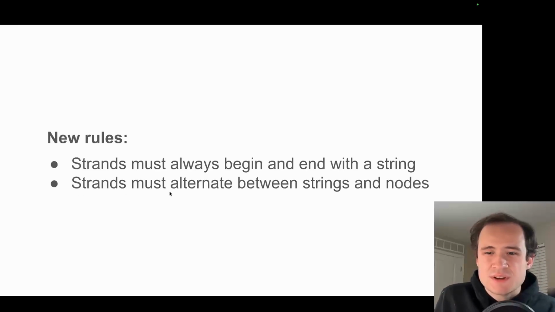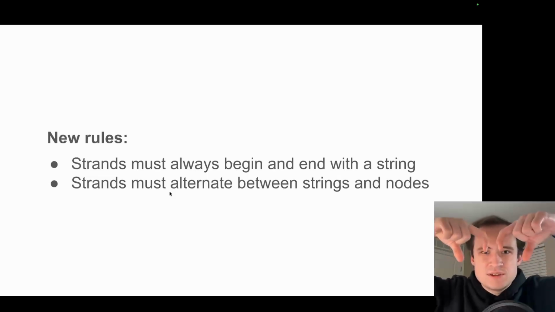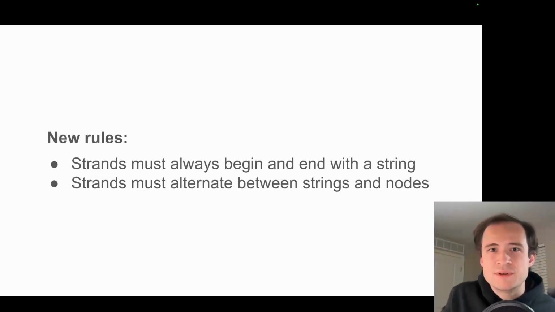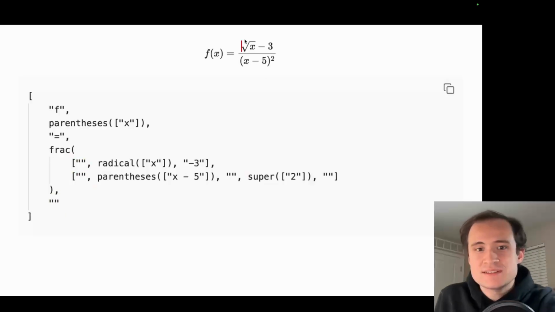Additionally, strands must alternate between strings and nodes, which solves a problem of if you have two nodes right next to each other, you need to be able to put your cursor between them. So when you fix this, you do it by adding new empty strings. And then if we look at our cursor positions, everything starts to make sense.